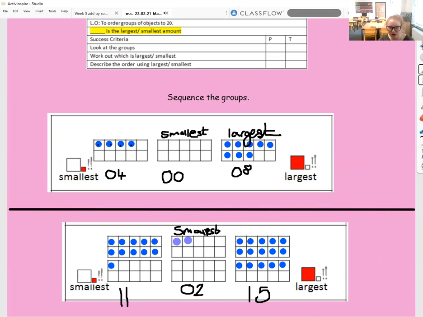Fantastic. And now looking for the largest number. So we're going to move between 11 and 15. Well, 11 has 1 ten and 15 has 1 ten. So far they have the same amount of tens. So now we're going to look at their ones. 11 has 1 one here, whereas 15 has 5 ones. So which is larger, 1 one or 5 ones? Because they've got the same amount of tens. Which is larger? 15 is larger, so 15 is the largest.